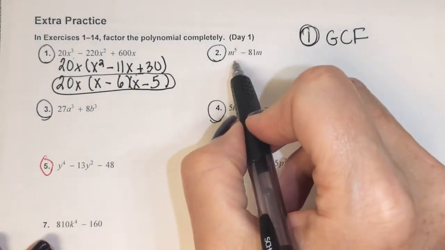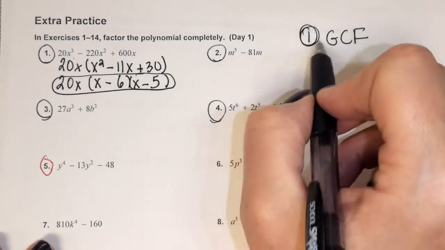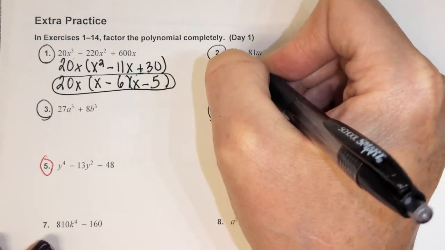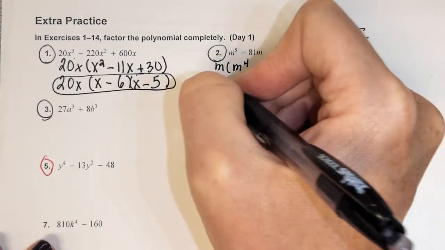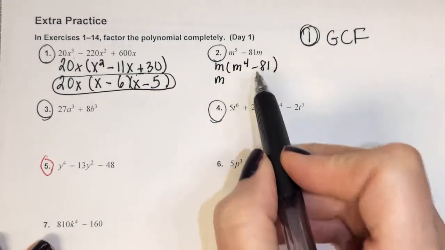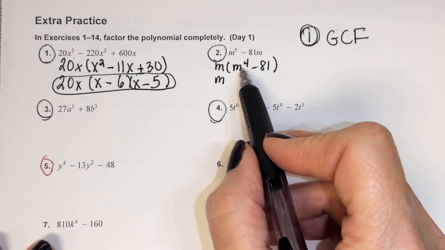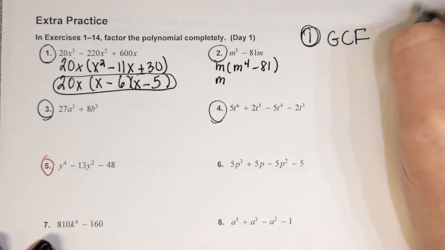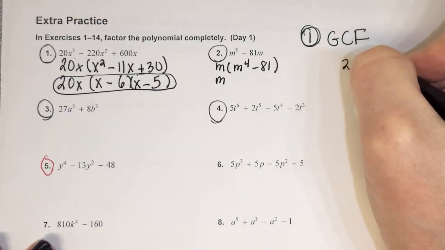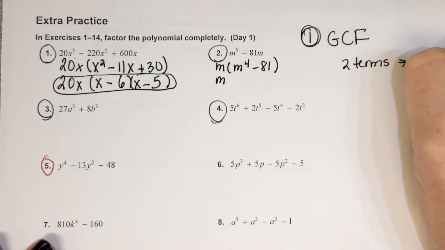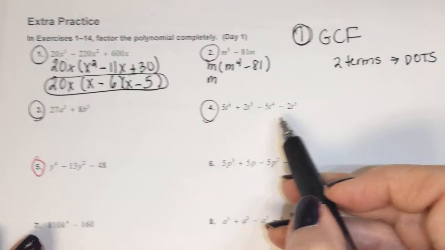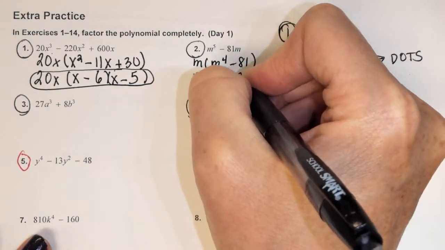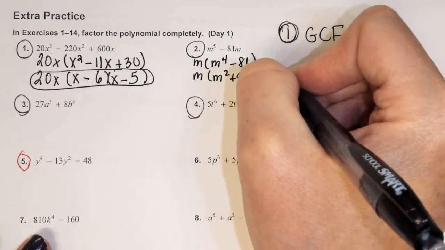All right, let's check number 2 out. What can I factor out? Look for that GCF first. M. I have m to the 4th minus 81 now. I still have this m. Now, this is called the difference of two squares. When I have two terms, I'm always going to be looking for that difference of two squares. So this is going to go down to m squared plus 9 and m squared minus 9.